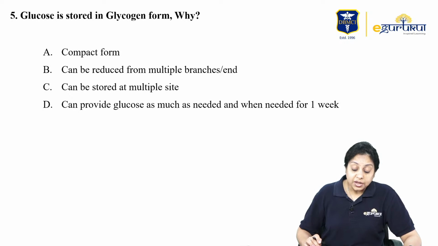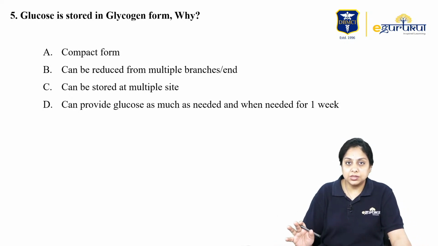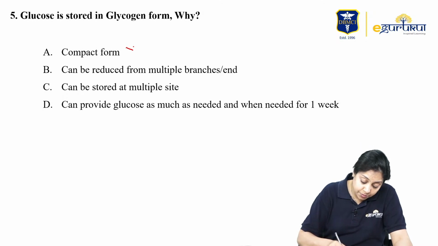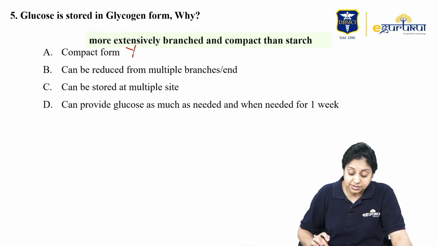Glucose is stored in glycogen form. Why? Very tricky question, and I loved this question, though it seems very simple. Glucose is stored in the glycogen form. Why? Is it compact form? Yes, it is compact form. It can be reduced from multiple branches. Can it be reduced from multiple branches?